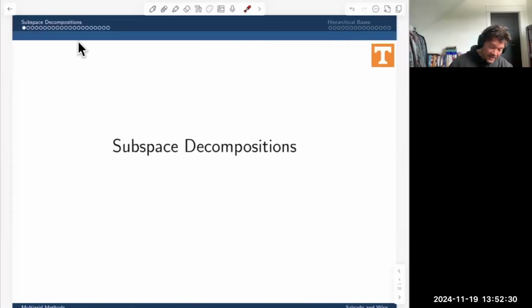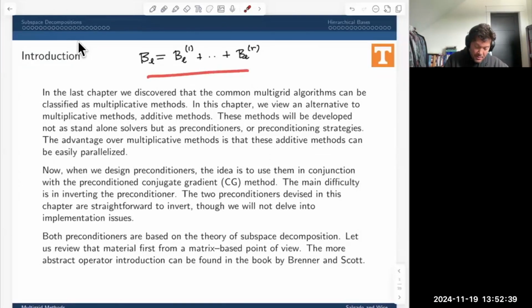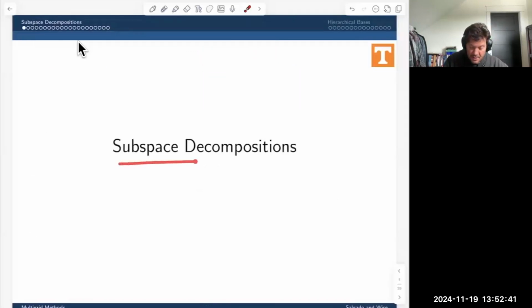Well, the way we're going to create additive preconditioners, again, additive preconditioner means the iterator matrix has this type of decomposition, is we're going to use what's called a subspace decomposition to do it. But you have no idea what a subspace decomposition is, so let me try to explain in a general way what a subspace decomposition is, and then I'm going to show you in a very specific way what a subspace decomposition is for something like a finite element vector space.